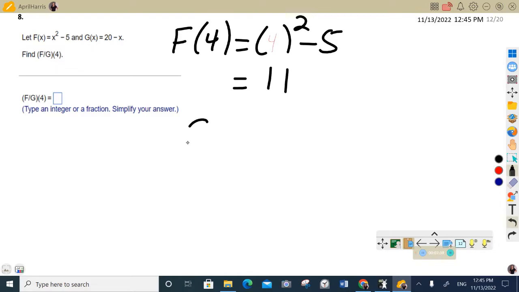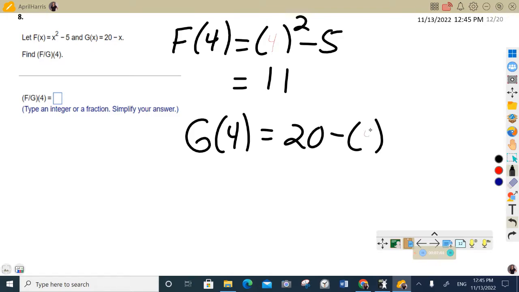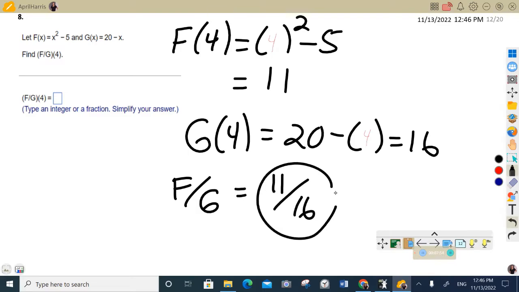And then I'm going to find the g of 4 using the g equation. So I have 20 minus whatever x is, and x is 4. And so that gives me 16. And it wants us to do f divided by g. So that's going to be 11 over 16.